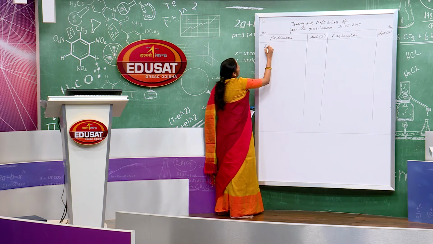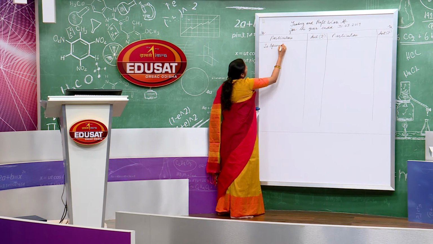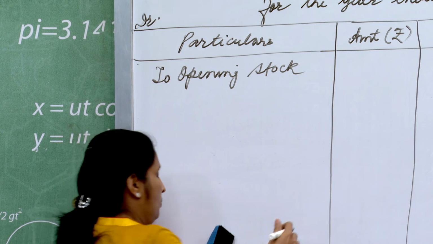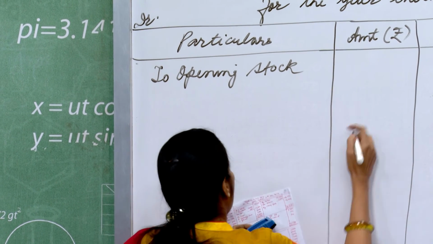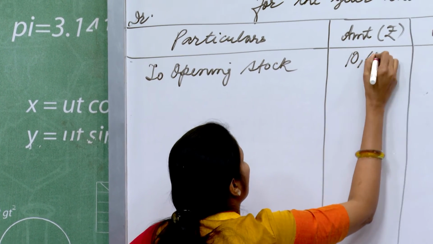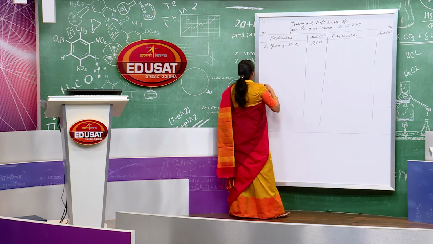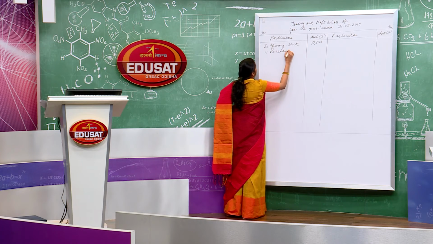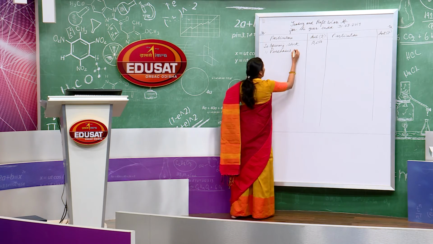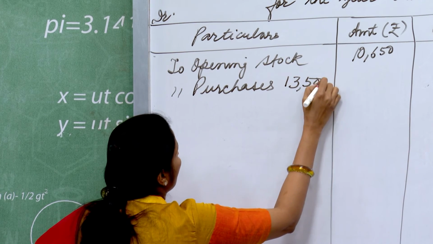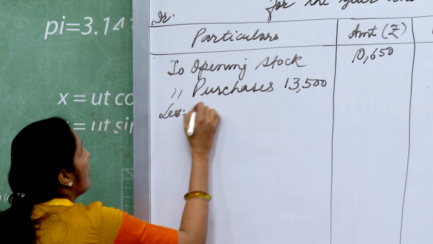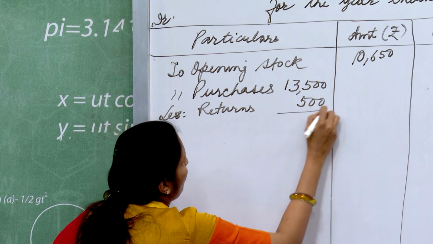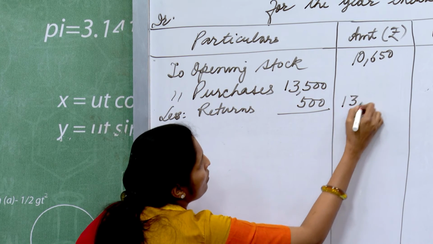To opening stock, opening stock amount given to us is 10,650. The next item given to us is purchases. So, to purchases we will have on the debit side, purchases amount is 13,500 less returns. Returns given to us is 500. So, what goes to the outer column is 13,000.